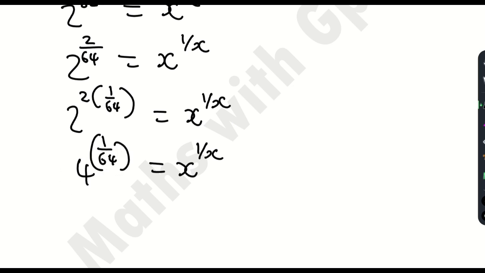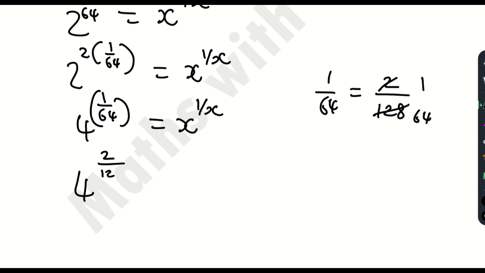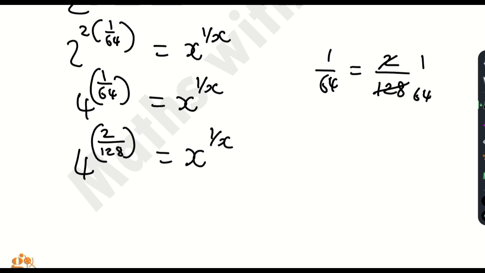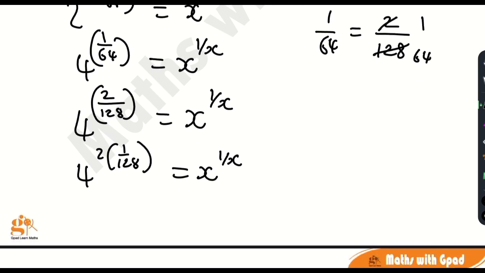So let's repeat the same thing that we did earlier. I'm going to rewrite 1 over 64 as 2 over 128. Yeah, because when you divide again, you get 1 over 64. And this is equal to x raised to the power 1 over x. Now, like I did earlier, I will rewrite it like this: 2 bracket 1 over 128, and this is x raised to the power 1 over x. What is 4 raised to the power 2? That is 16. So we have 16 raised to the power 1 over 128. Oh my goodness, it's still not the same thing.